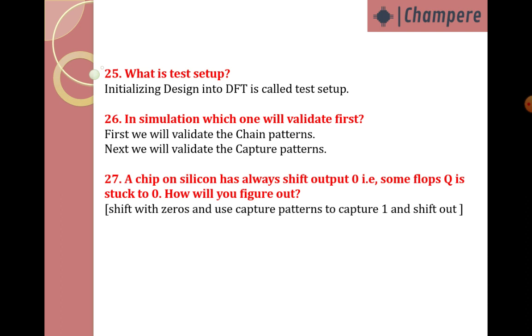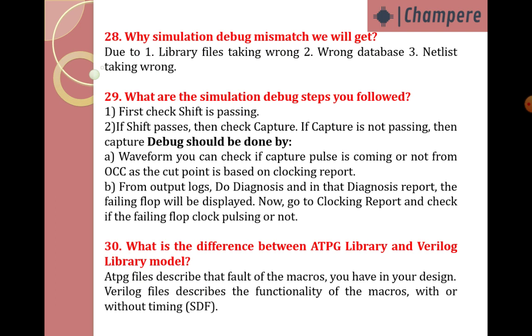A chip on silicon always shifts out 0, meaning some flop's Q is stuck at 0. How will you find it out? Shift in zeros, use capture patterns to capture 1, and shift out. So this is the method we will follow, and this will work to figure it out.